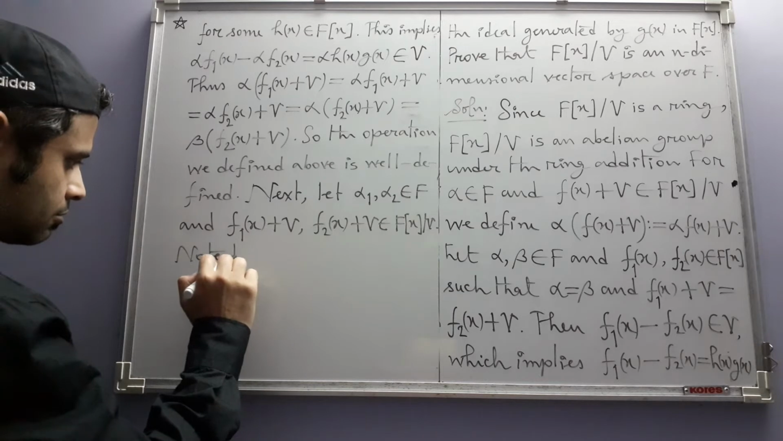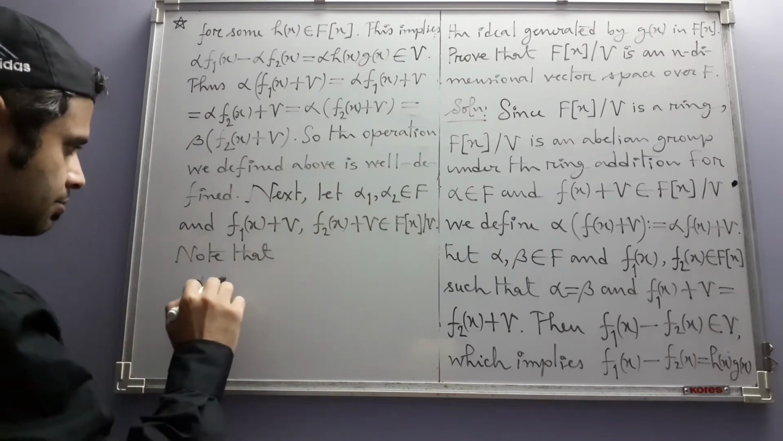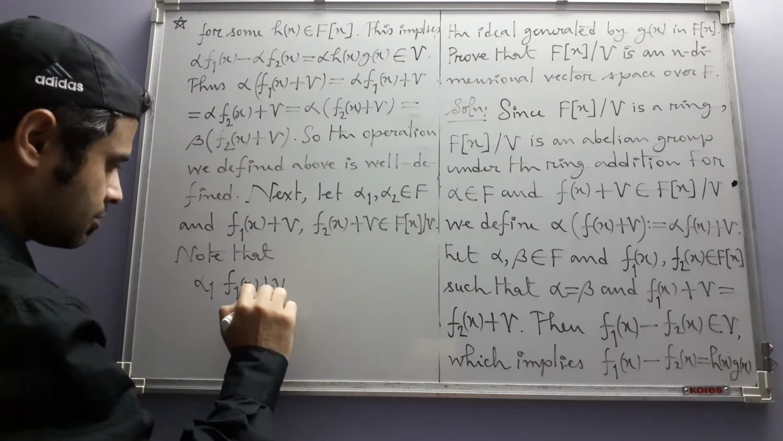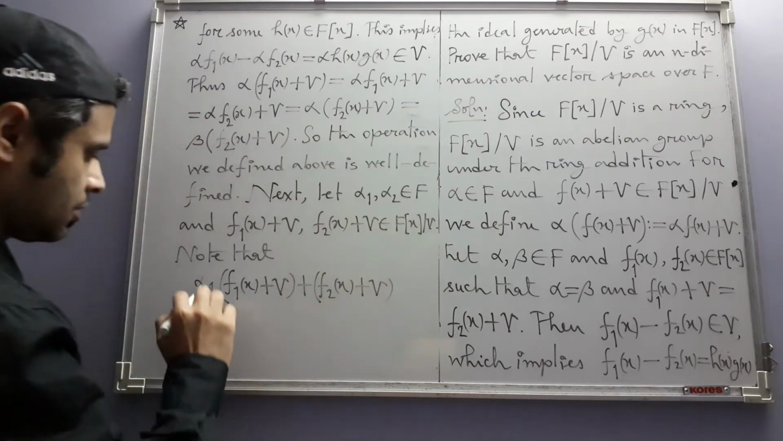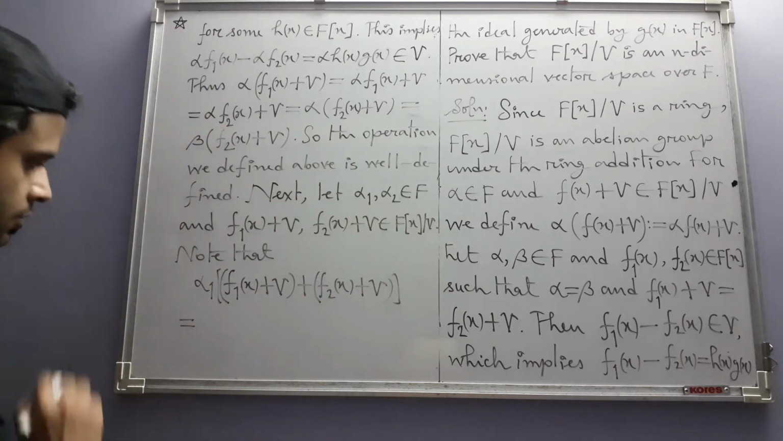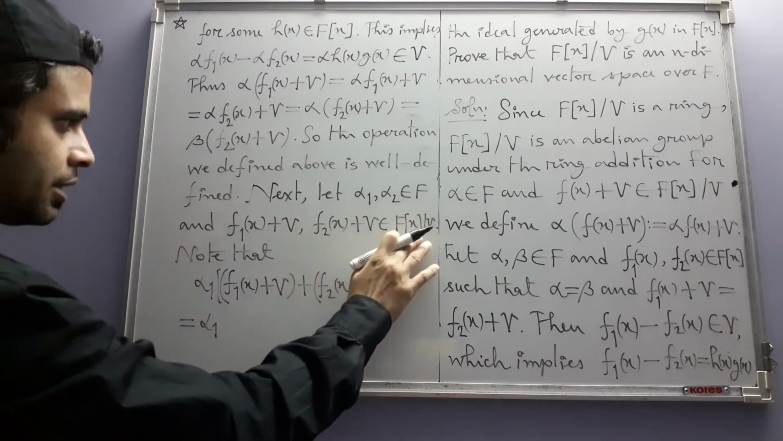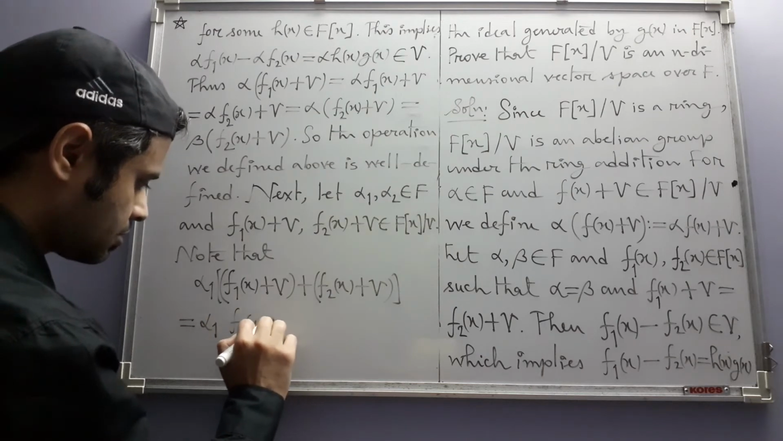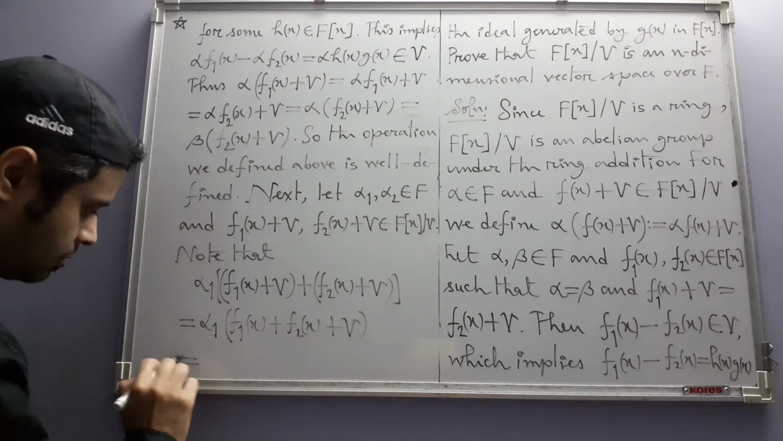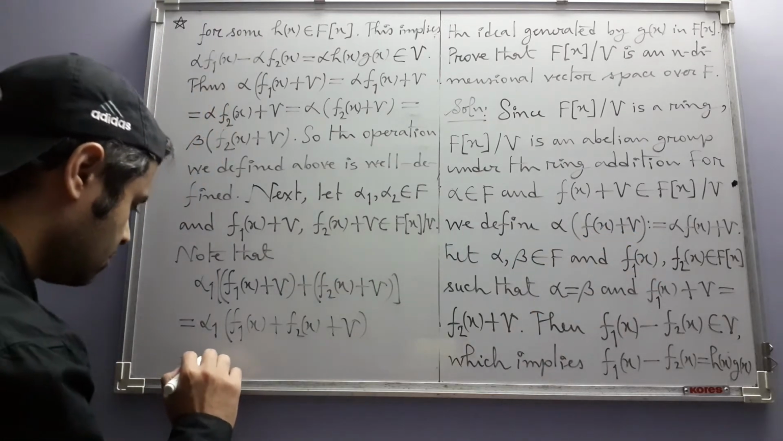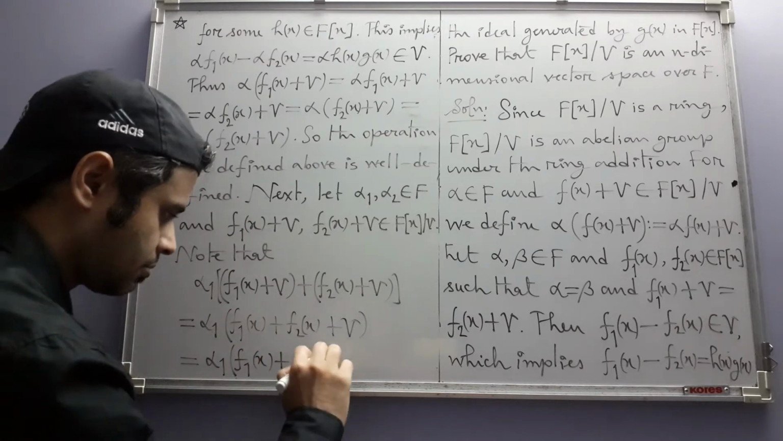Note that the first thing we note is this: alpha 1 times (f1(x) + v) + (f2(x) + v) is equal to alpha 1 times... First we apply the definition of addition in this ring, so we get (f1(x) + f2(x)) + v. Then we apply the definition of this operation, which gives us alpha 1 times (f1(x) + f2(x)) + v.